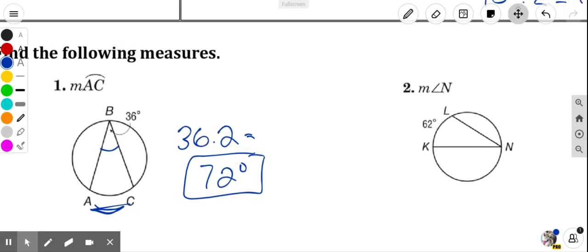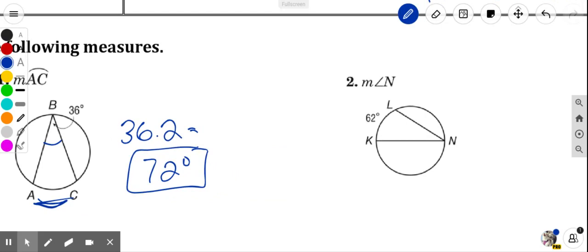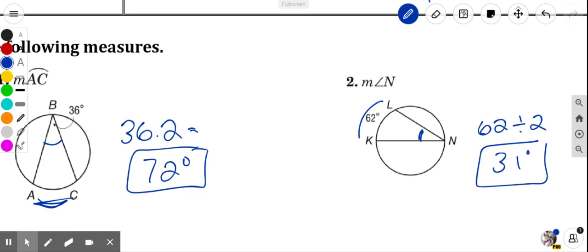Okay, the next one, we are given an arc again, and now we have to find the angle. This is an inscribed angle, so it's going to just be half. You're just going to do 62 divided by 2. They do obviously get a little bit more difficult, but this is just the basic theorem, how you apply the theorem.